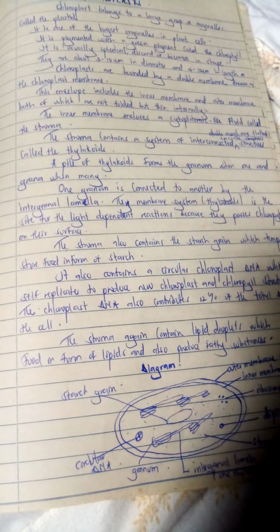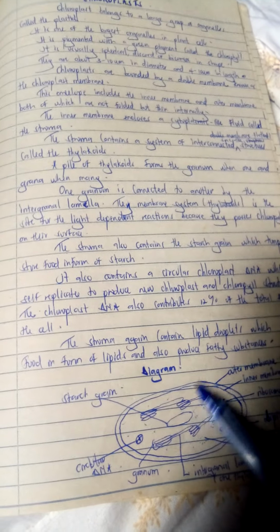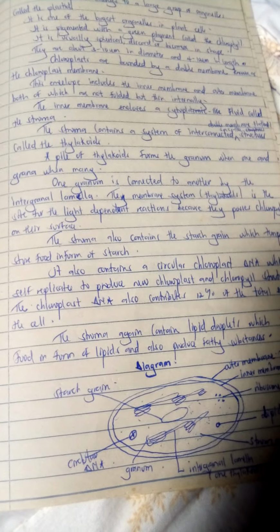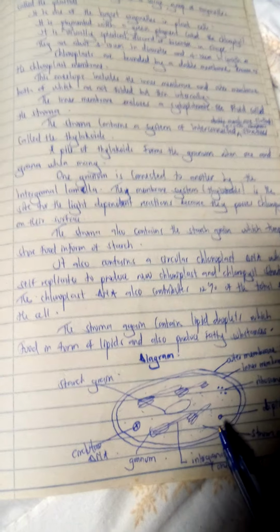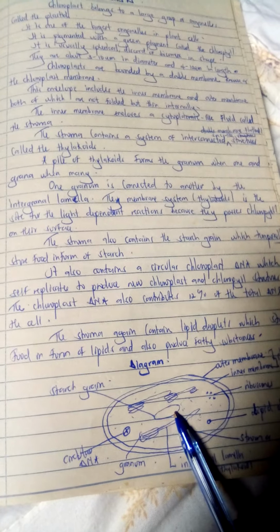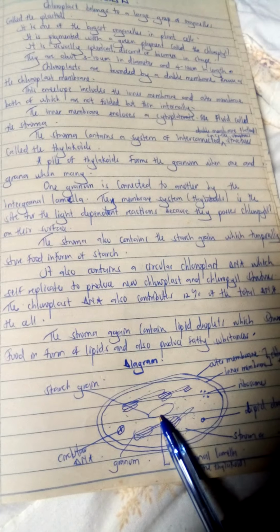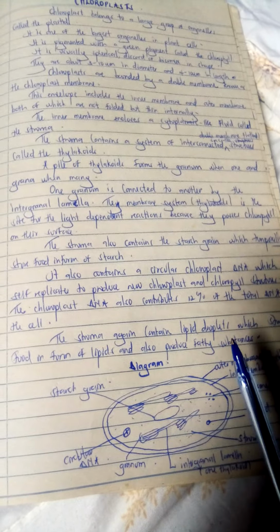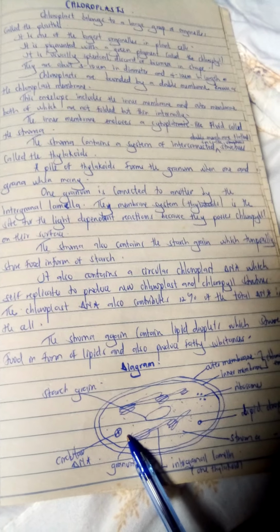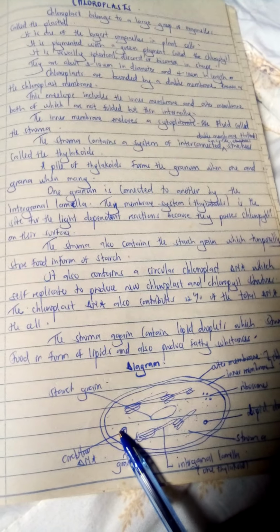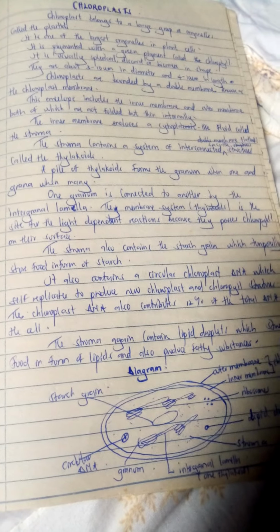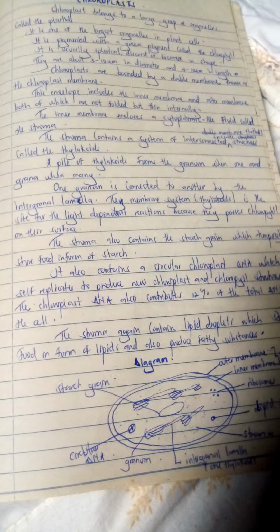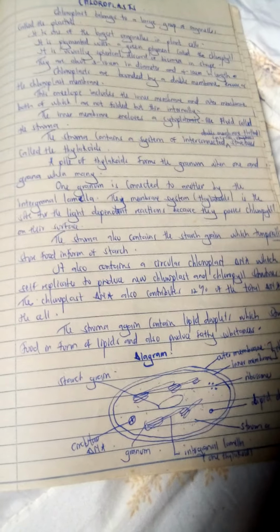As I said the other time, when you are giving a description of those structures inside the organelle, you attach it with its importance. The stroma also contains the starch grain, which temporarily stores food in the form of starch. It also contains the chloroplast DNA, which self-replicates to produce new chloroplast and chlorophyll structures. The chloroplast DNA also contains 12% of the total DNA in the cell.